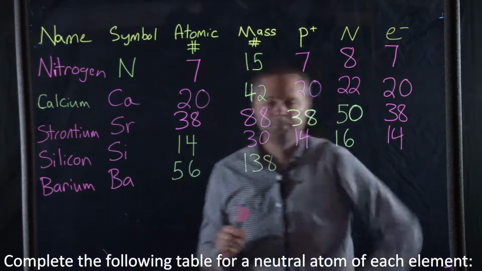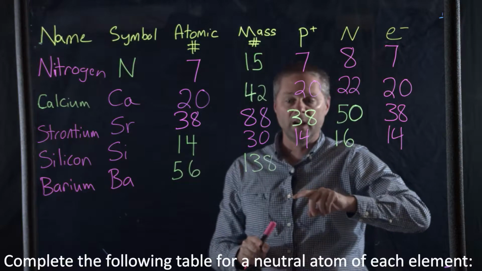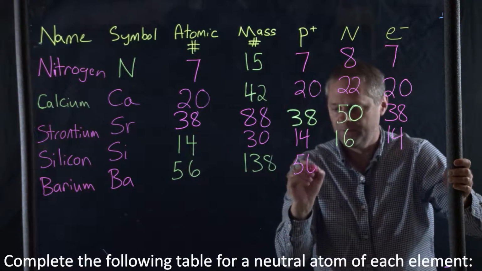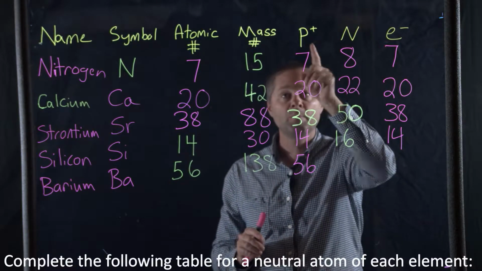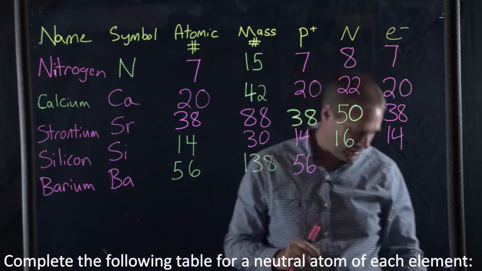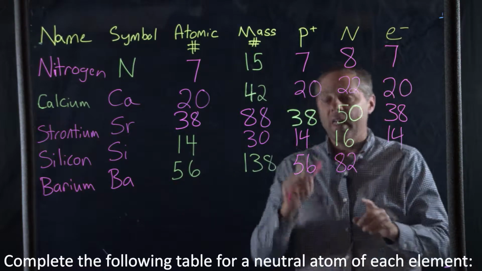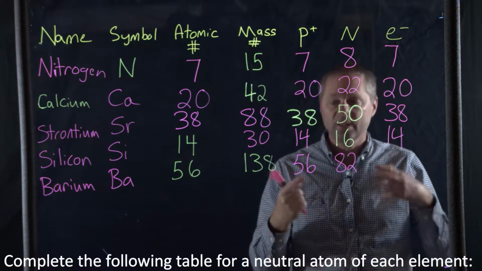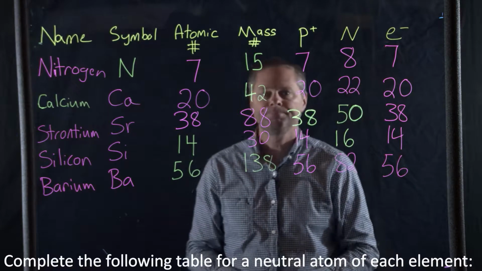So that's barium. All right. The atomic number and the number of protons is going to be the same, and so this is going to be 56. Now the number of neutrons will be the mass number minus the number of protons, and that is 82. And the number of electrons, since it's a neutral species, should be the same as the number of protons. So that will be 56.